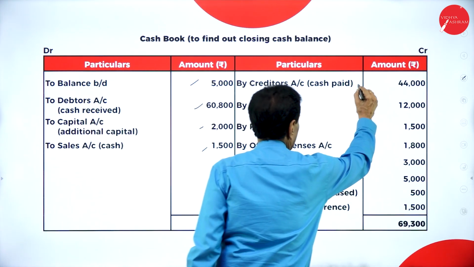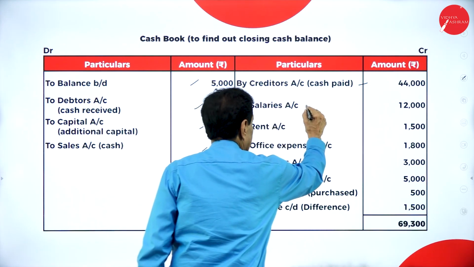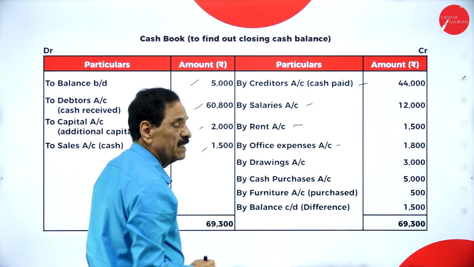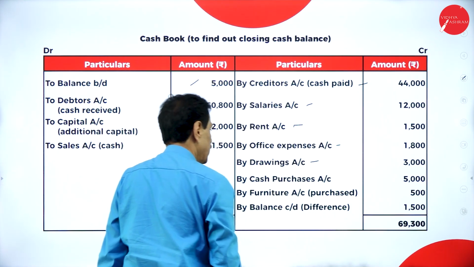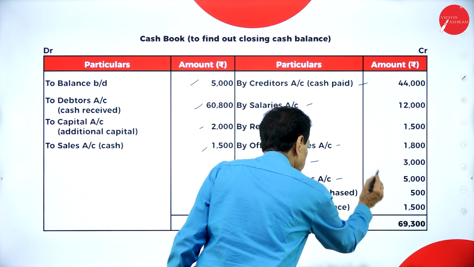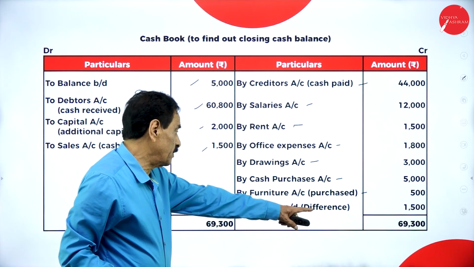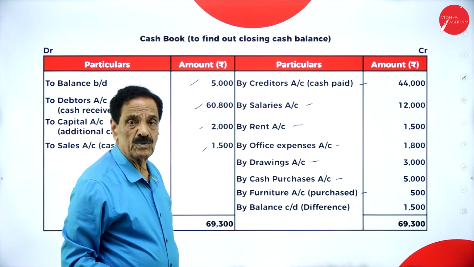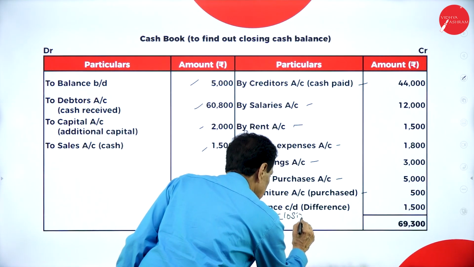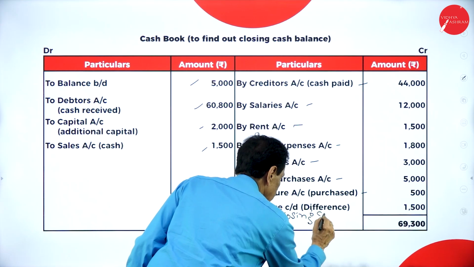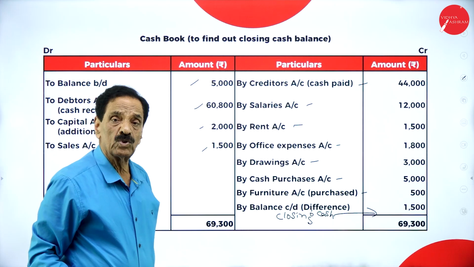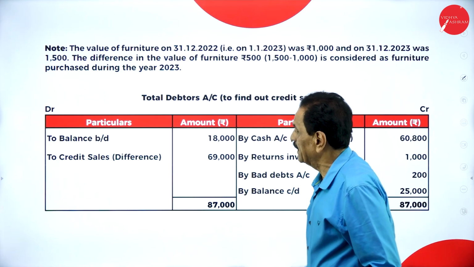Out of that, we paid the creditor. Cash has come down. We paid the salary. We paid the rent. We paid office expenses. He has drawn, personal account, drawings. There is a cash purchase. Furniture purchase 500. So whatever the difference comes, that is your closing cash. By balance, the difference is 1,100, which is nothing but closing cash. Your closing cash is how much? 1,500.